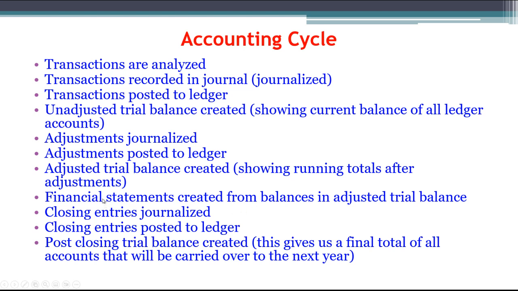Finally, after you're done with the financial statements, we close for the period, and basically this is resetting everything back to zero. Again, we'll spend time on this later, and we do the closing entries, we journalize them, we post the journal entries to the ledger, and then we have one additional trial balance called the post-closing trial balance. Same idea as the other trial balances, only now it gives us a running total of only those accounts that still exist, that don't have zero balances, and will be carried over to the next year.